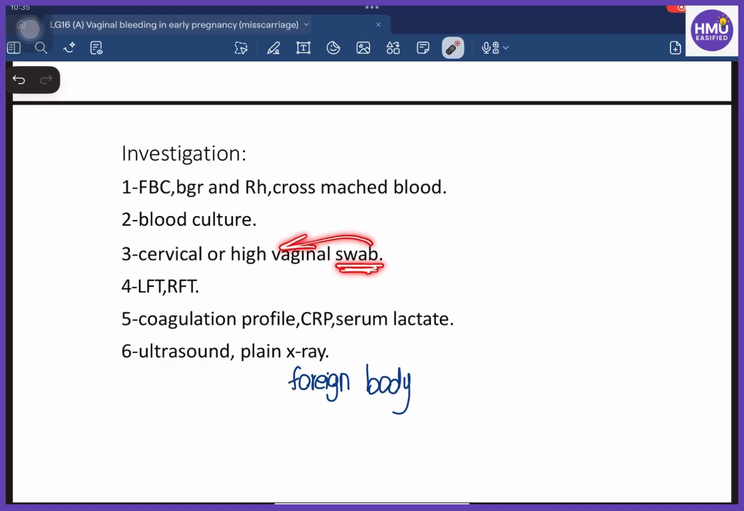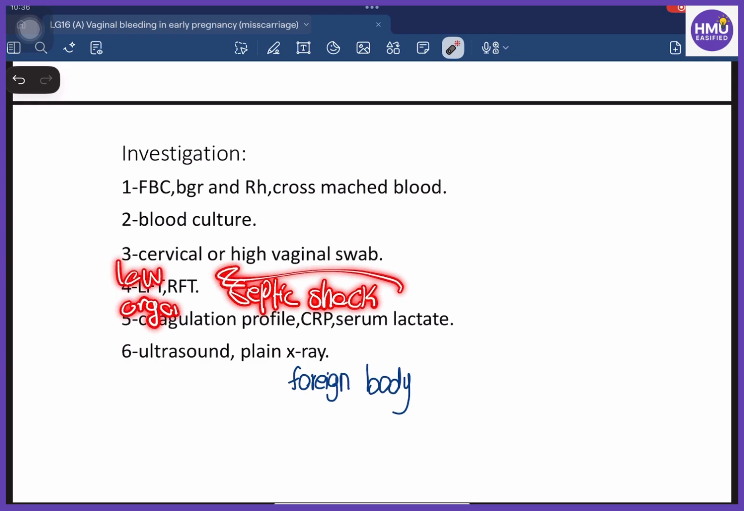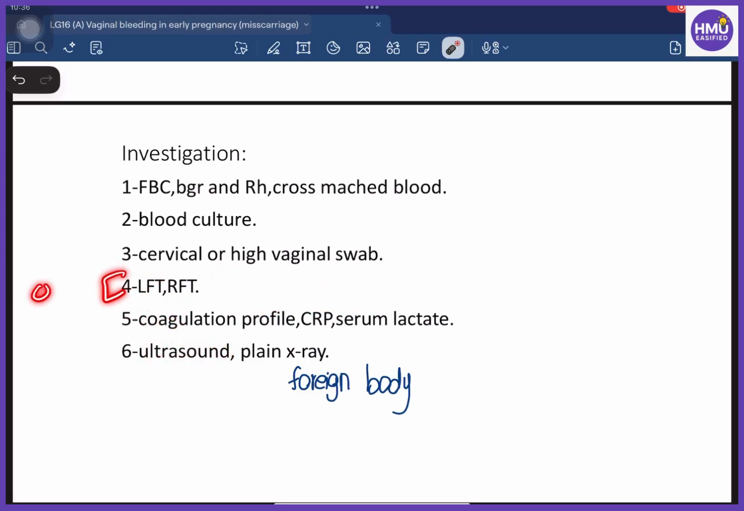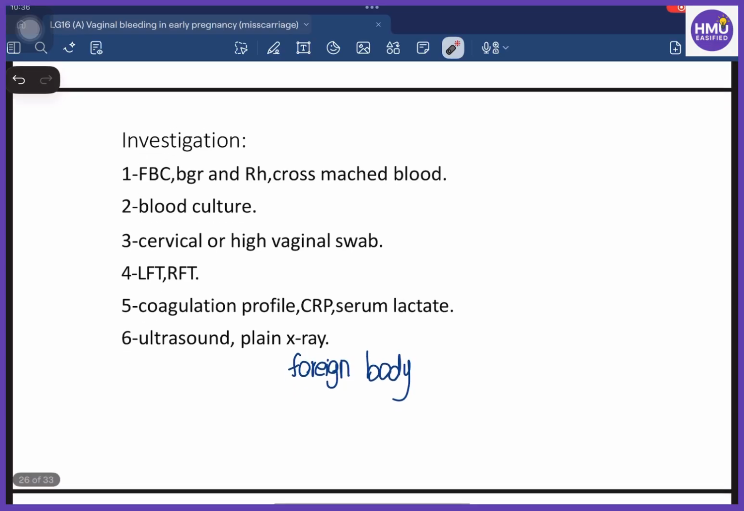Swab and culture again, and renal function test and liver function test, because we know if she is in septic shock, there will be low organ perfusion. Low organ perfusion, there will be organ damage. So we do LFT and RFT, to see if there is renal failure or liver failure.